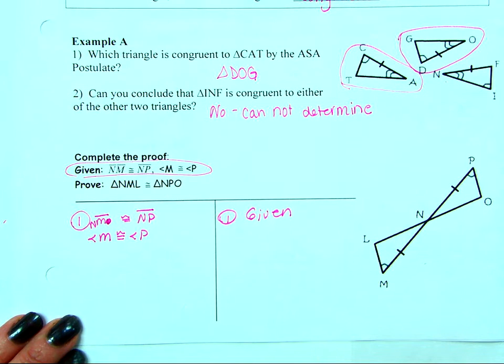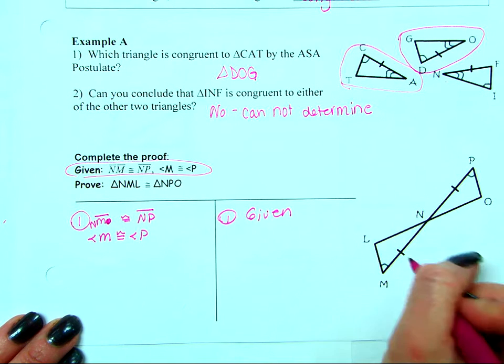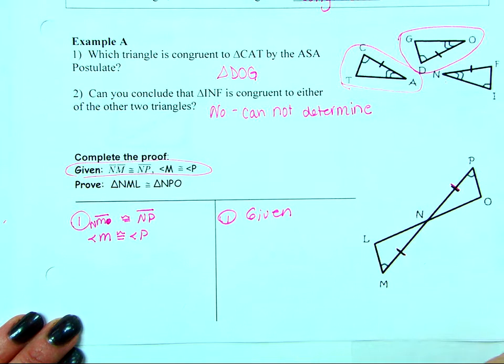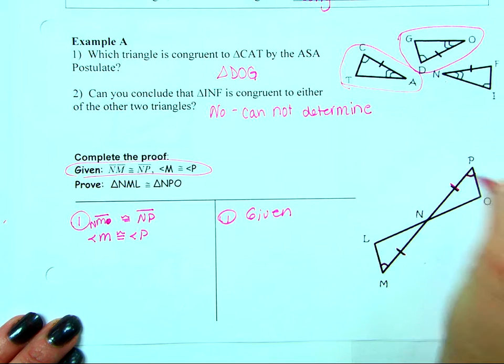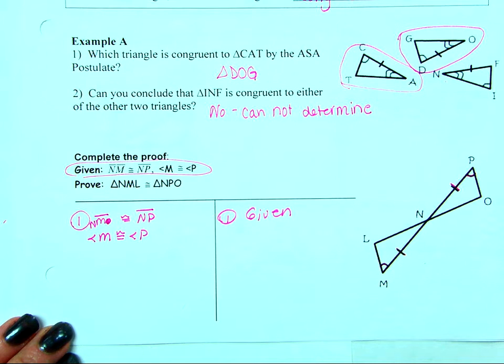I also like to make sure that that is marked on my picture. NM congruent to NP, angle M congruent to angle P. They do have the markings in the diagram, but sometimes we have to add them in ourselves. Now, as I look at my picture, I'm wondering what else is true or what else can I mark? Sometimes students want to mark LN congruent to ON, but in this case, we don't have any justification in order to do that. I don't know that it is being bisected or that N is the midpoint of that segment. So I cannot mark something simply because it looks like it is the same.